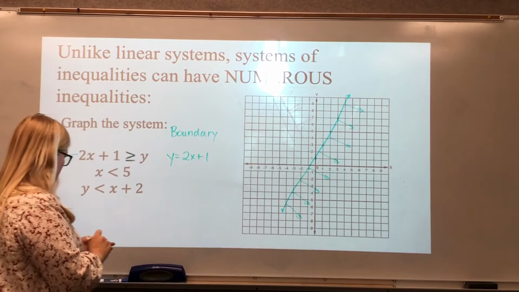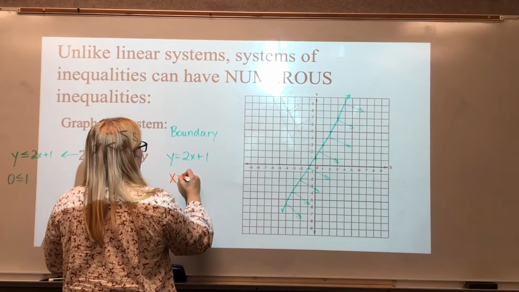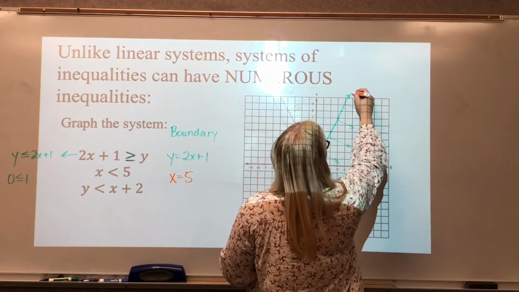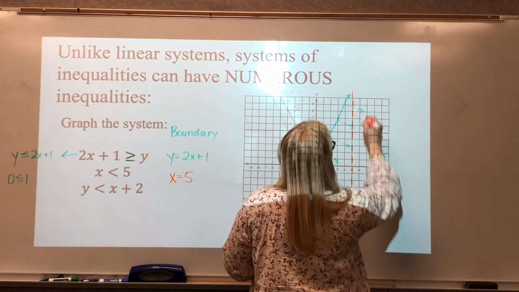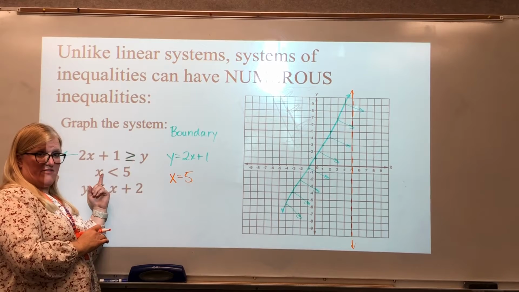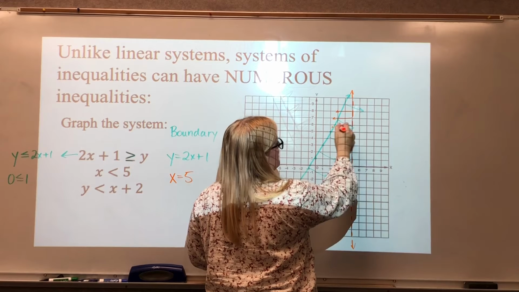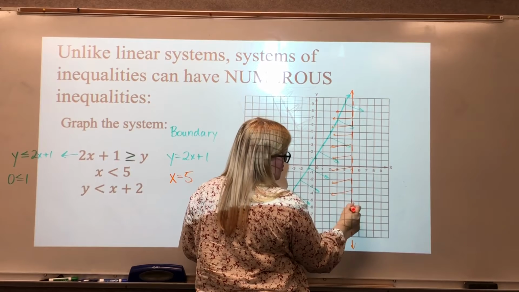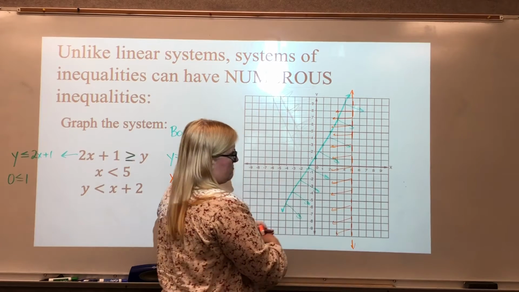Okay, next one, x is less than 5. We can turn that into x equals 5, which is just this line right here, and it's dotted. And we know that x is less than 5, so I'm going to go this way. Okay, so right now, I have another wedge right here with the point up here. This is all filled in right in here.